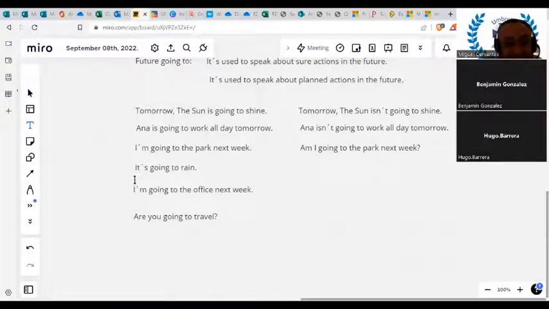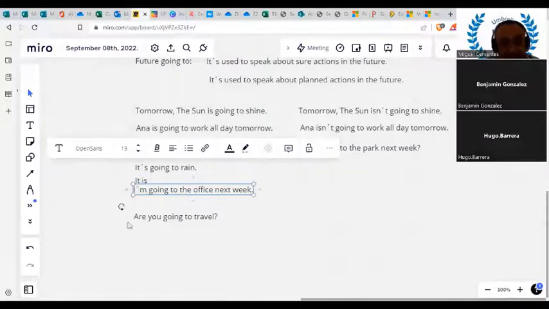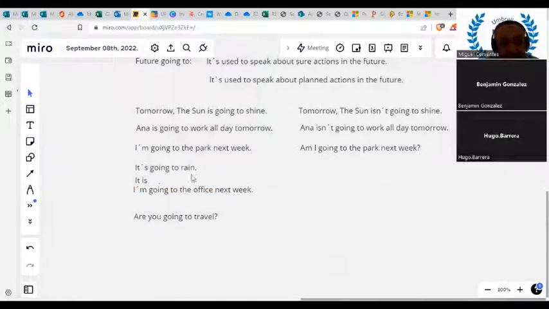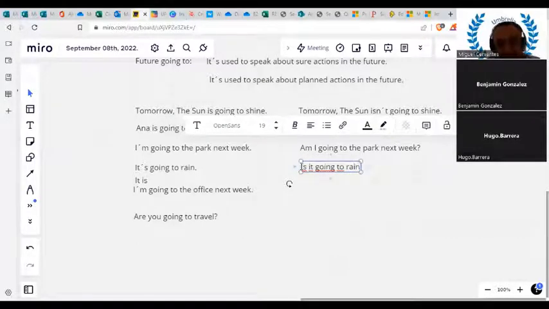The full form is it is. It is going to rain. Is it? Look at this. Is it going to rain?